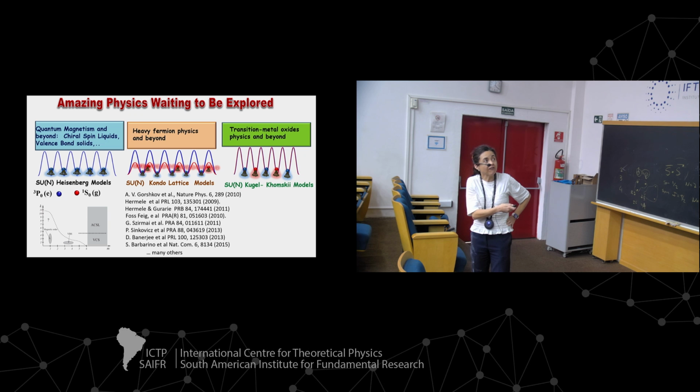And when you have Hamiltonians with many different spin flavors and two orbitals, in condensed matter they call these Kugel-Khomskii models, and they give rise to the really rich physics of transition metal oxides. So the physics can be super rich, with a lot of things to explore.